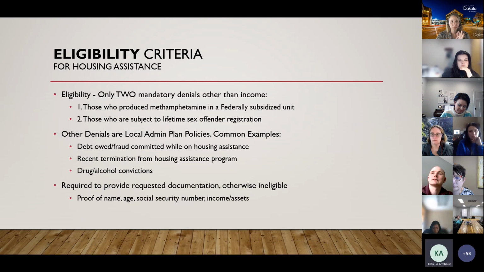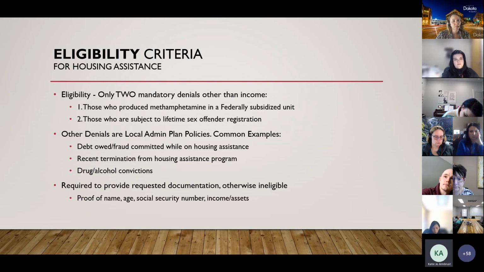We just talked about eligibility. What I was referencing earlier is there are only two absolute mandatory denials other than income. Those who produce methamphetamine in a federally subsidized unit and those who are subject to lifetime registered sex offender registration. We will not be able to provide housing assistance through the HUD PHA programs.